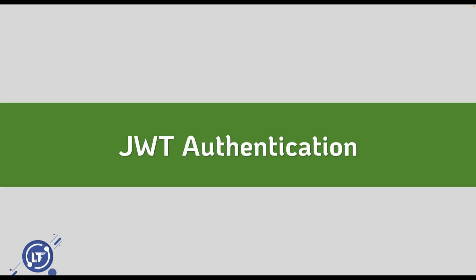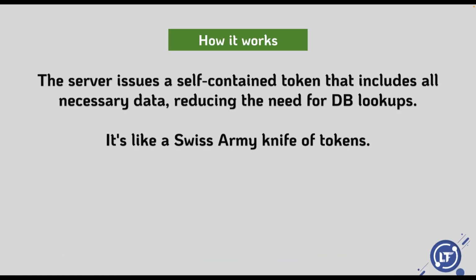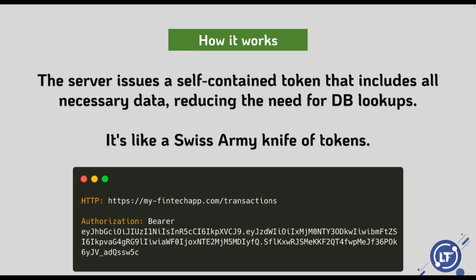Well, JWT or JSON Web Tokens are just a type of tokens that are self-contained, and the way it basically works is the server issues a self-contained token that includes the necessary data validating that particular user, which reduces the need for database lookup. So it's more like a Swiss Army knife of tokens. And an example of the request looks like this. So we have a bearer in front and then followed by the token, the JWT token.